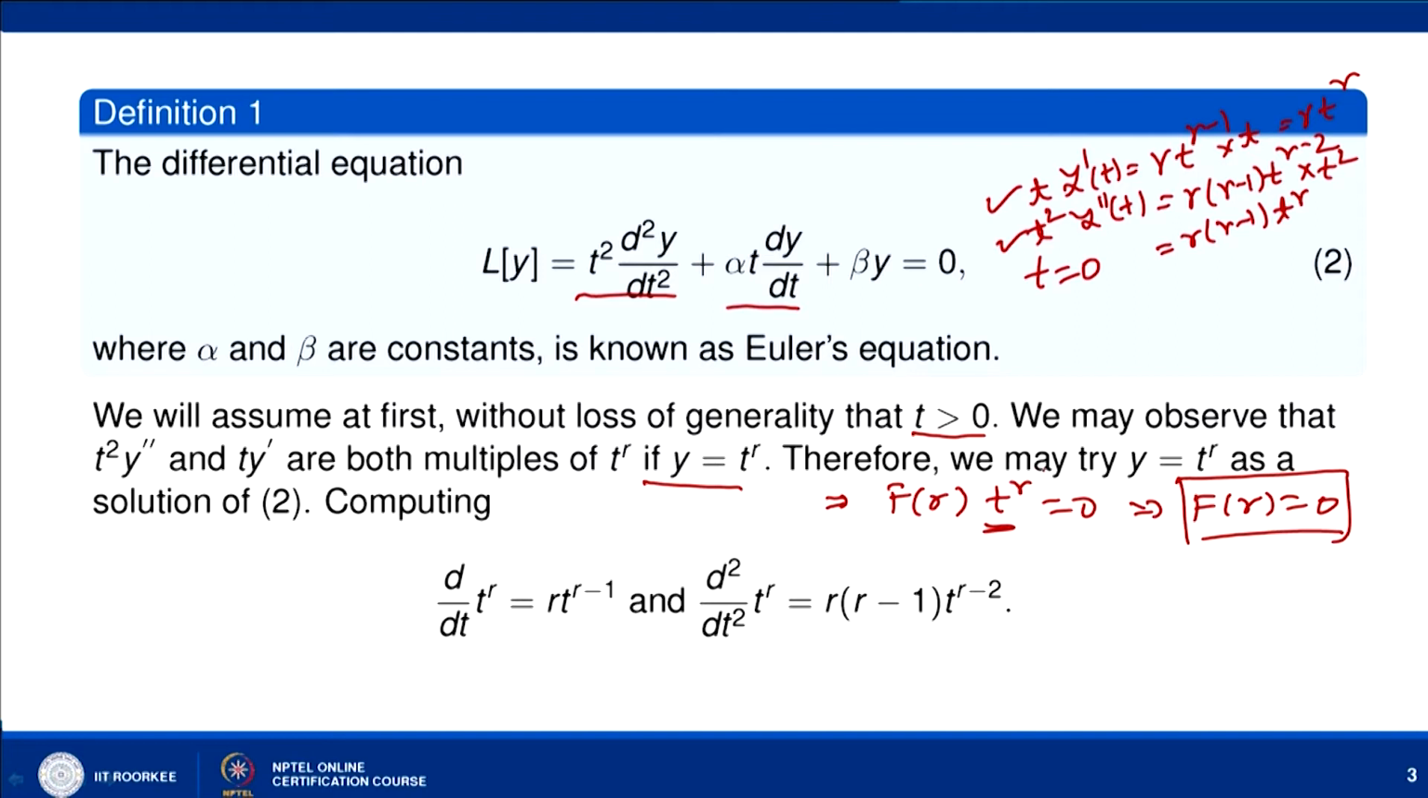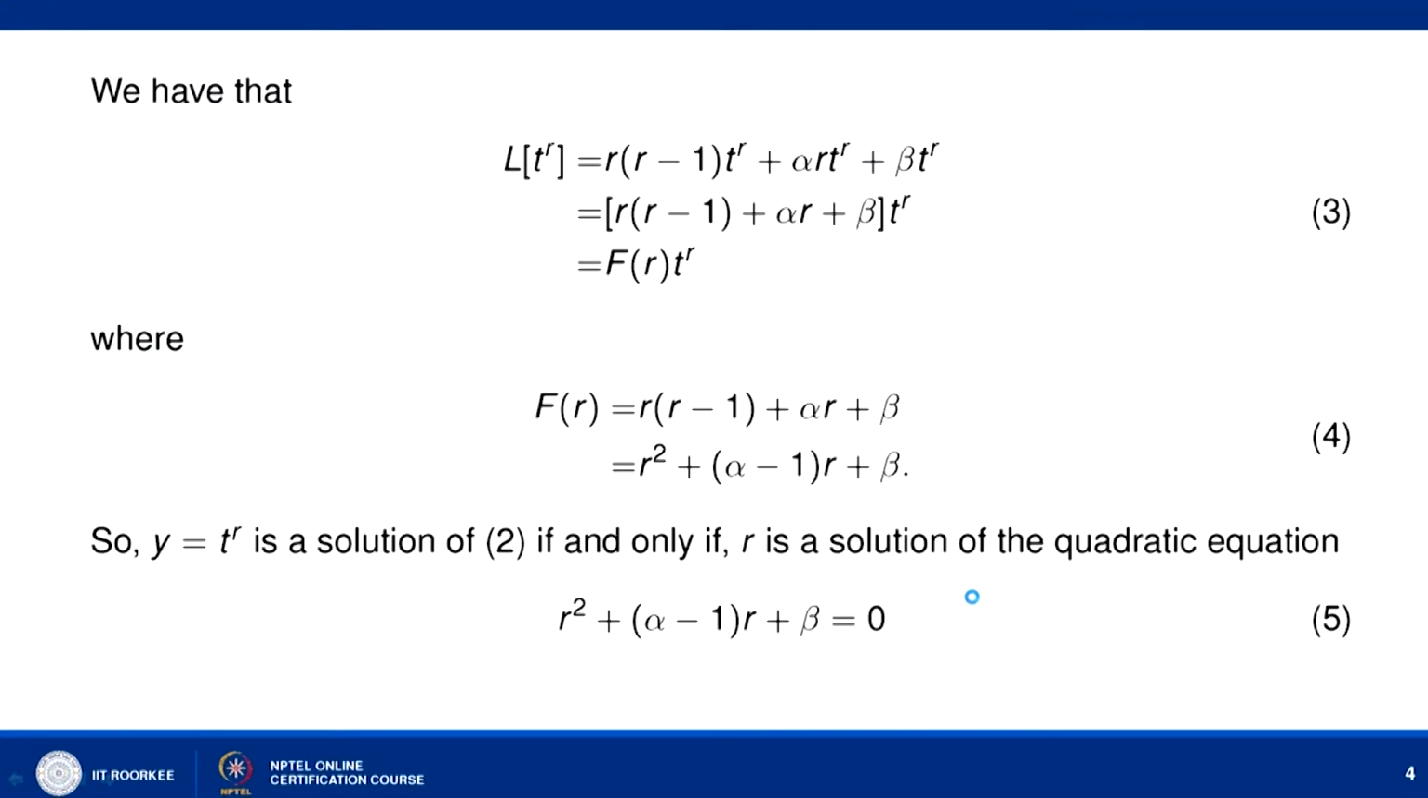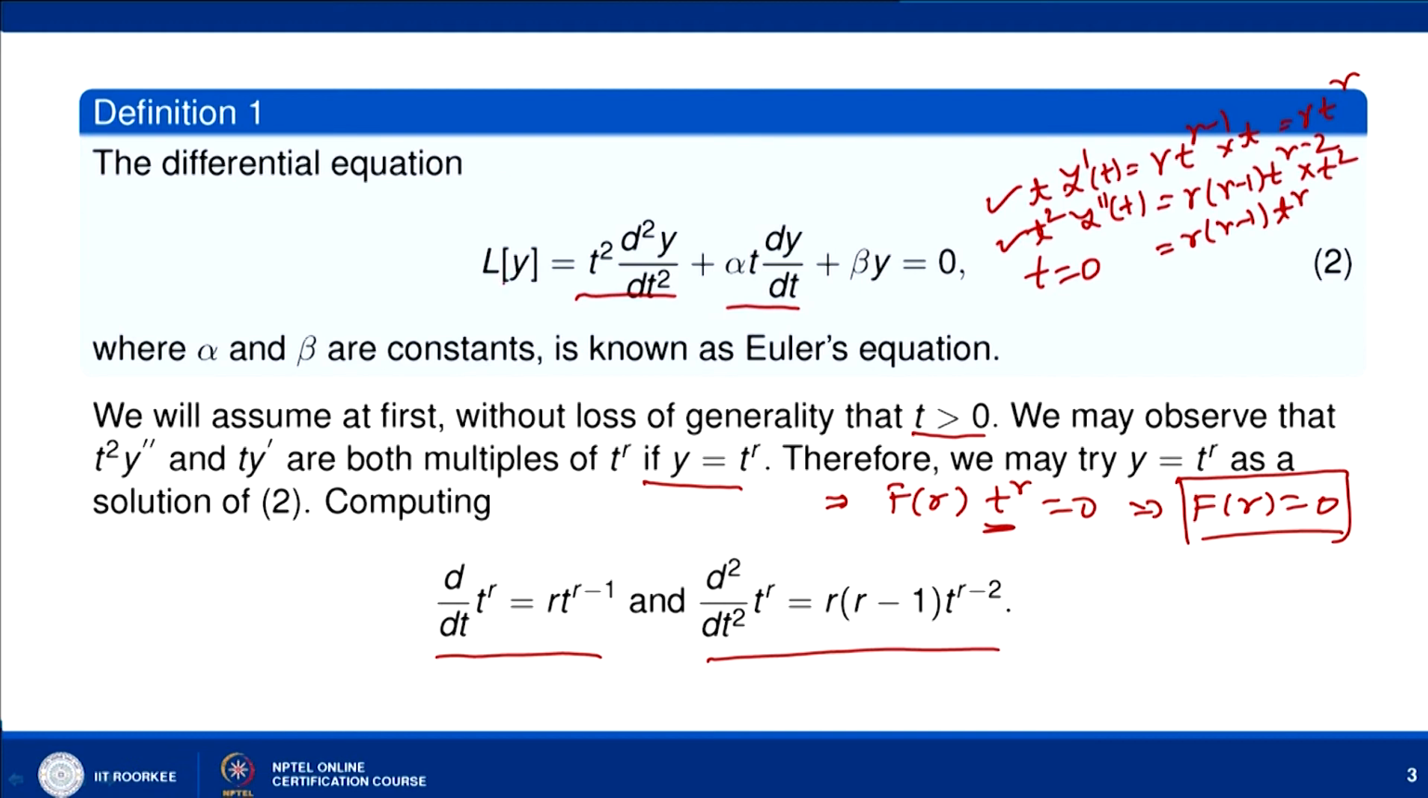So, we may try y equal to t to the power r as a solution of equation 2. For that, you just calculate the first derivative of t to power r, which is nothing but r t to power r minus 1, and the second derivative of t to power r, that is r into r minus 1 into t to power r minus 2. Here, we simply put y equal to t to power r in our equation, that is Ly equal to t square d2y by dt square plus alpha t dy by dt plus beta y equal to 0.